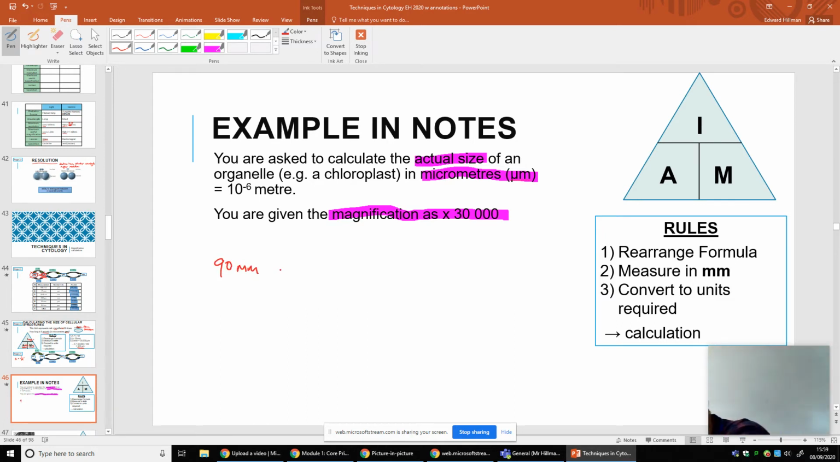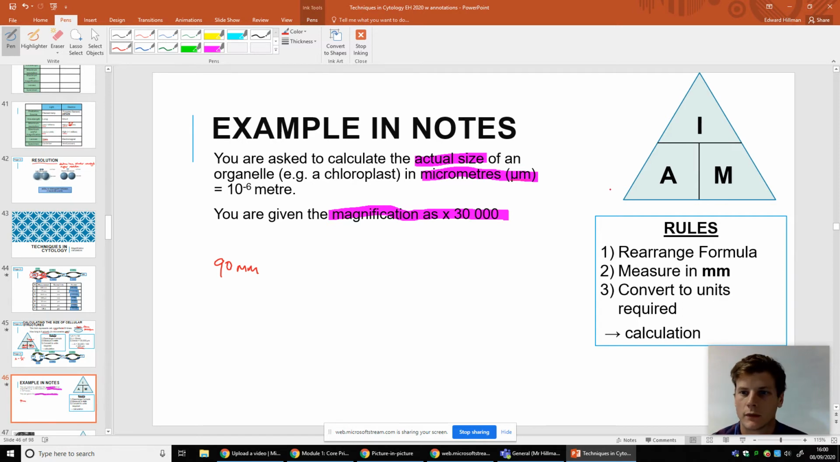Now, it's likely you would have had to use, where's the video? One of these, a ruler, to measure that. The rulers have millimeters down the side there. Use it, measure it in millimeters, use a ruler carefully.